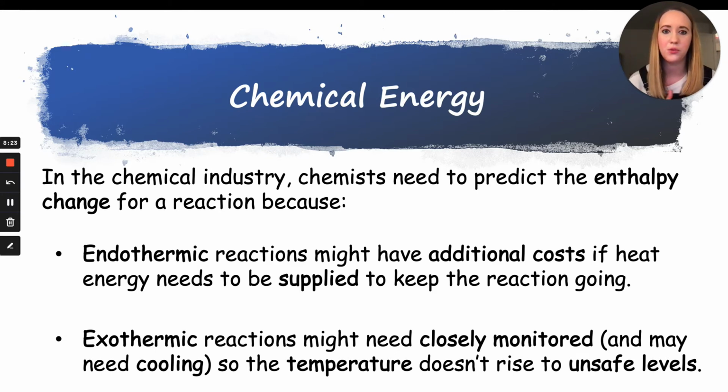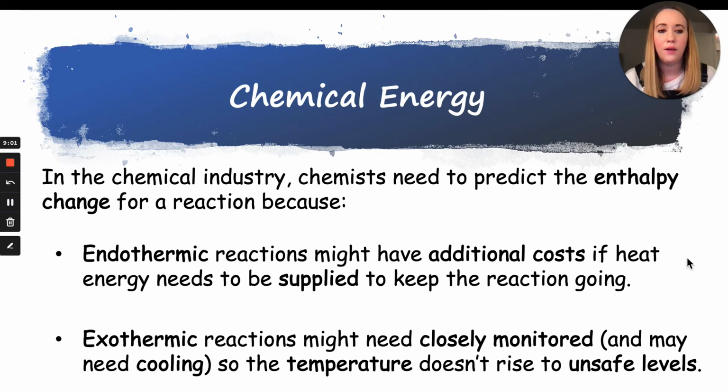Because if the temperature goes too high, lots of things can happen. You can get different reactions taking place that you don't want to happen. And you can also get potentially a thermal explosion happening because the reaction just gets too hot. Okay, so you do need to have an awareness of why chemists need to be able to work out enthalpy changes in the chemical industry, and these are the main reasons, thinking about our two types of reactions. Okay, so make sure you've got those noted down.